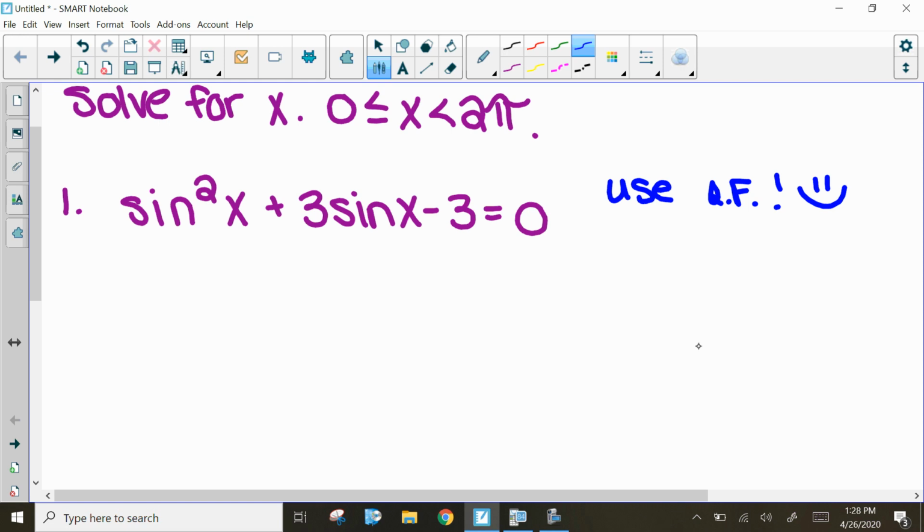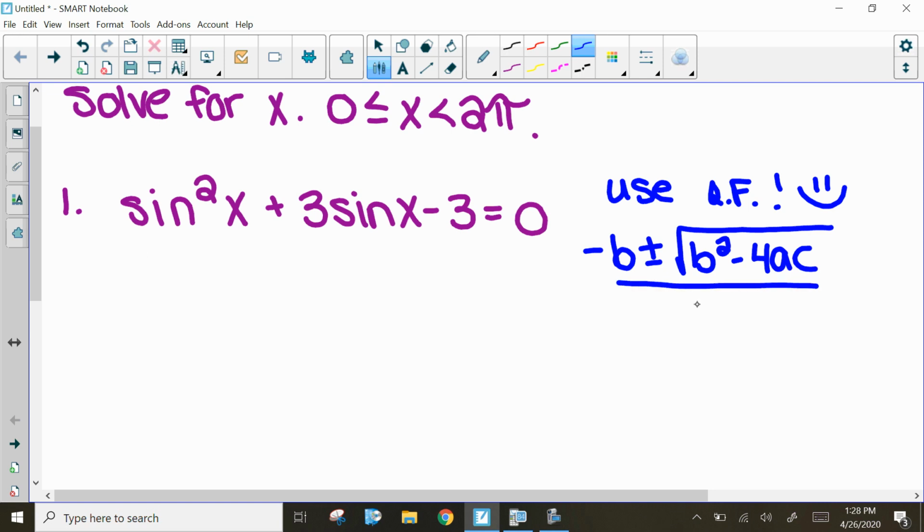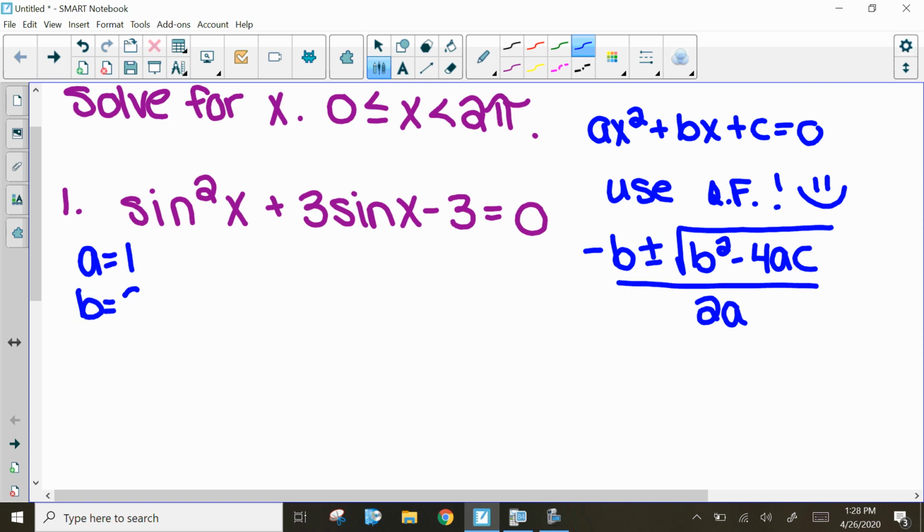So in case you forgot, and I'm sure you guys would never forget, your quadratic formula is negative b plus or minus the square root, b squared minus 4ac all over 2a. Remember it's going to be in the format ax squared plus bx plus c is 0. So we can pull out a, b, and c. So in this problem, a is 1, b is 3, c is negative 3. And that doesn't solve for x. This is actually going to solve for sine of x.